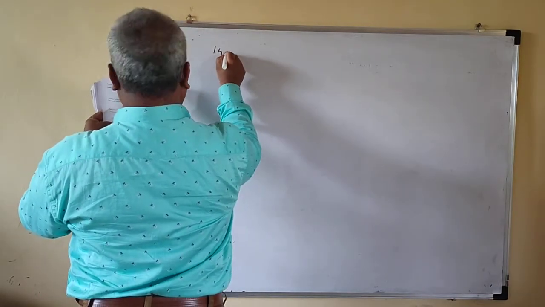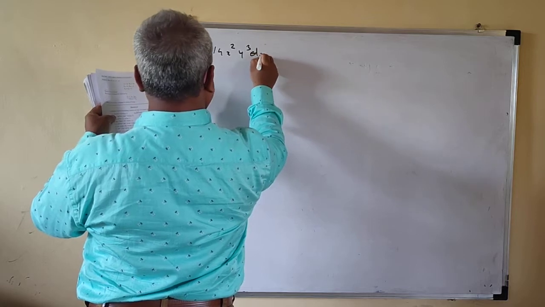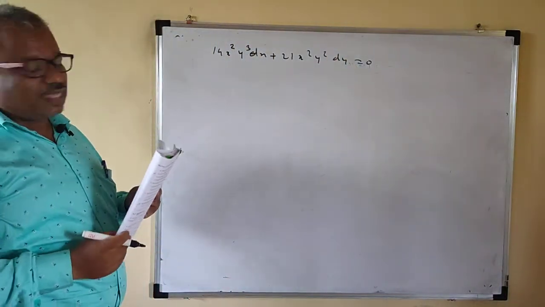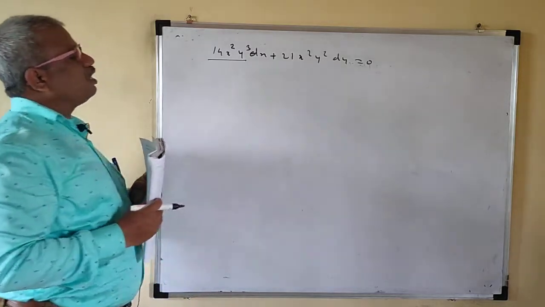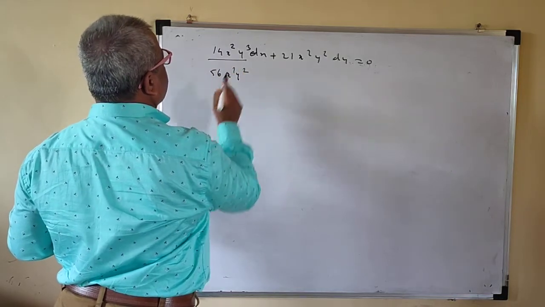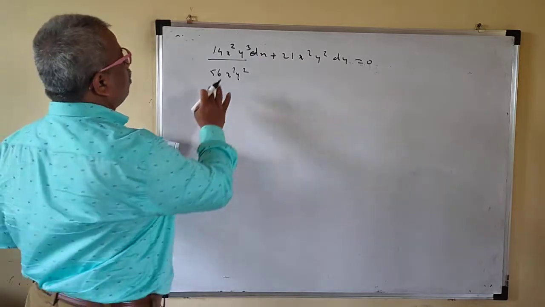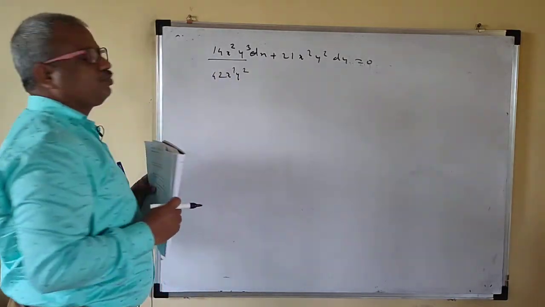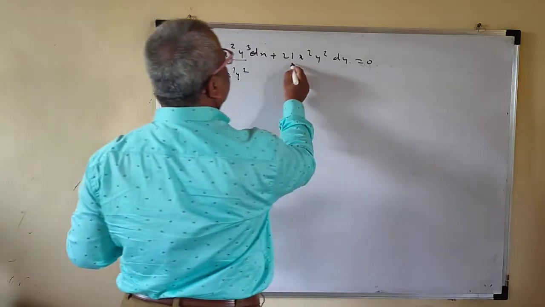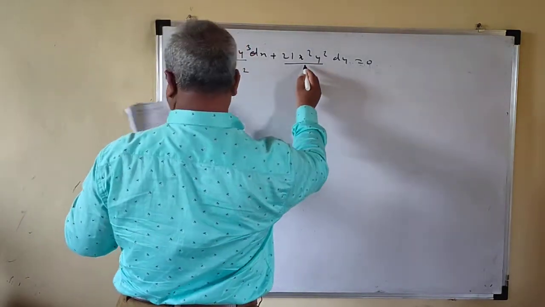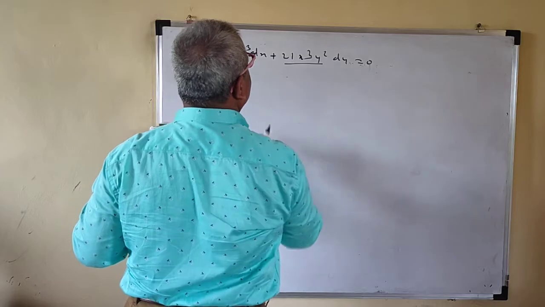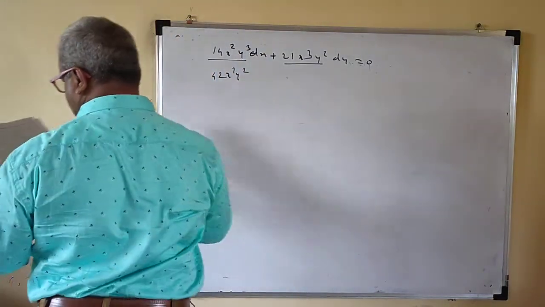Okay. Suppose this is 12x square y cube dx plus 21x square y square dy equal to 0. We'll check whether it is exact. So we have to differentiate this with respect to y. So this is 56 x square y square. Oh, 42. 14 into 3. Okay, 42 x square y square. And here, x square y square. Suppose this is x cube then. So this will not be exact. This is not exact.